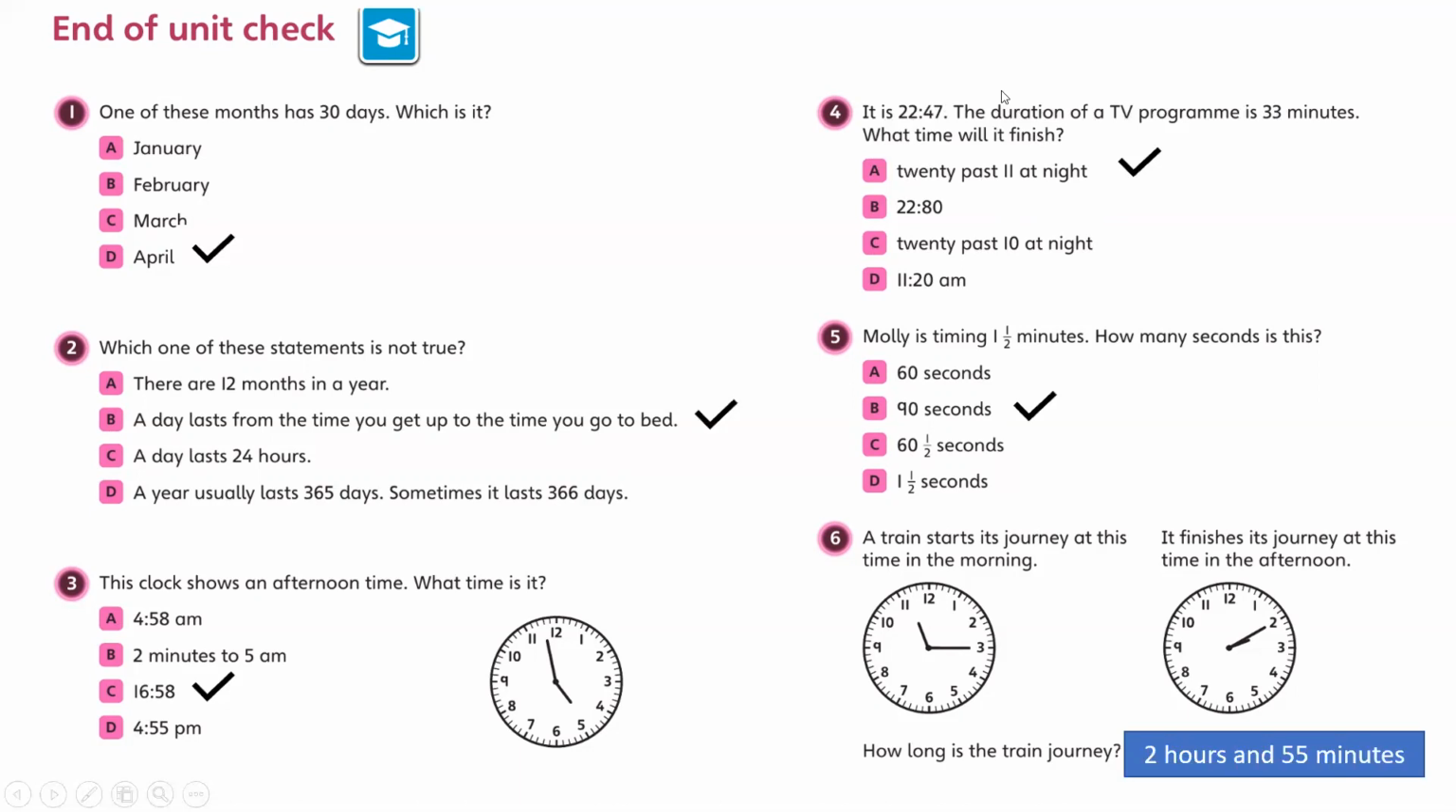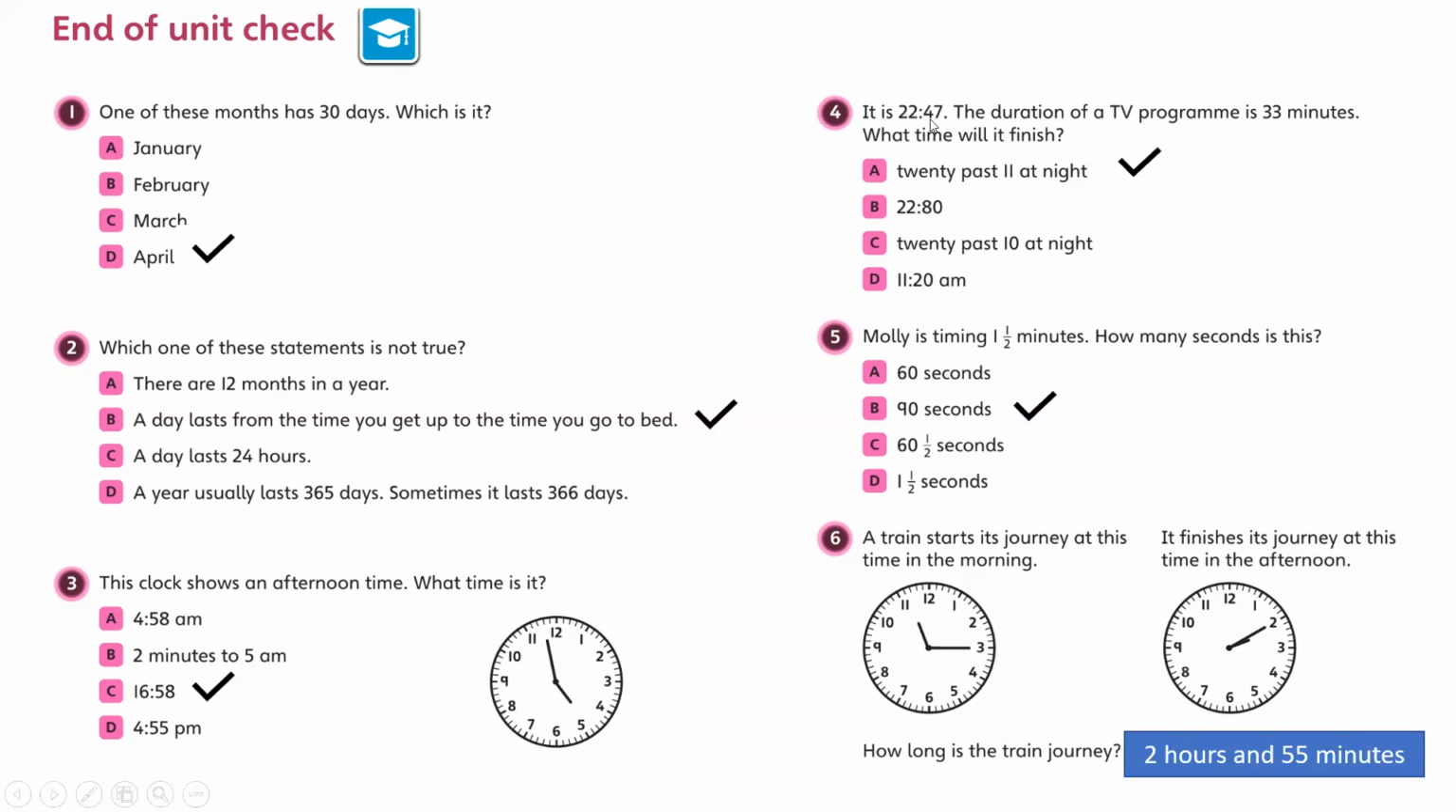I know that when I add 33 onto 47, it's going to go past the hour. So I know that it's going to move from 22 to 23 hundred hours, or let me think about it. 22, if I take away 10, that's 10 o'clock. So it's going to be 11 o'clock at night, isn't it? So it's something past 11. So let's work that out.